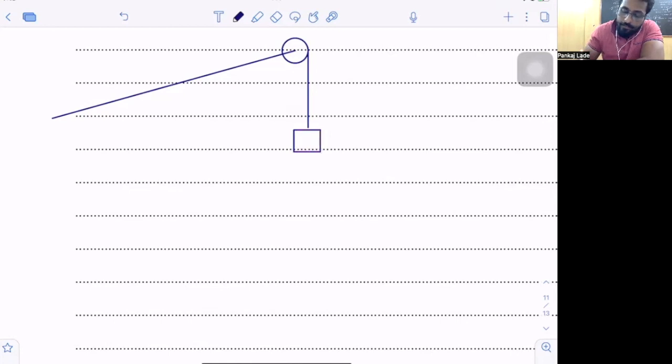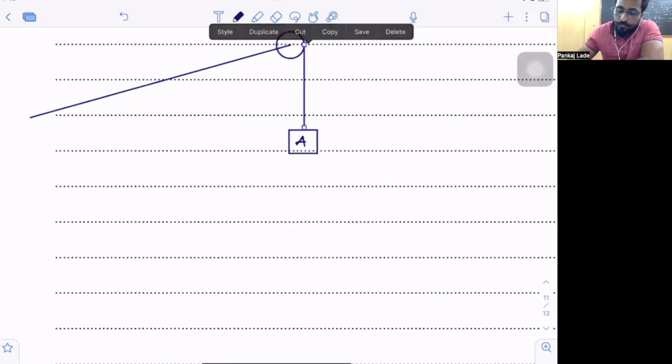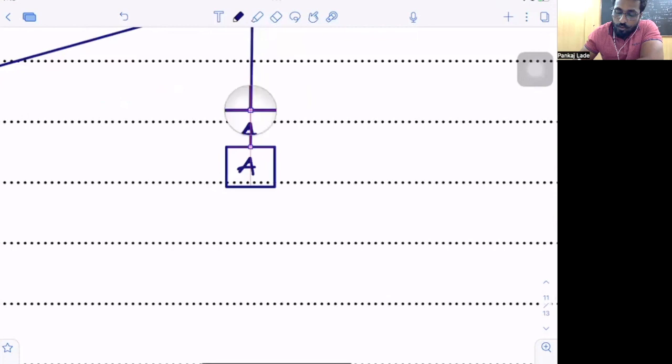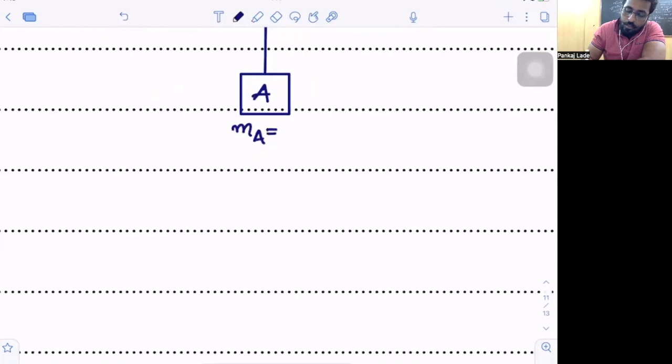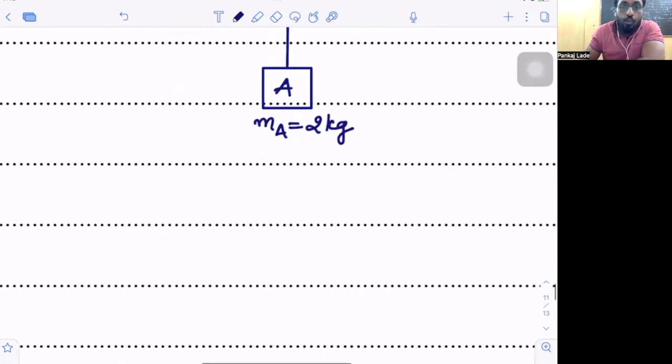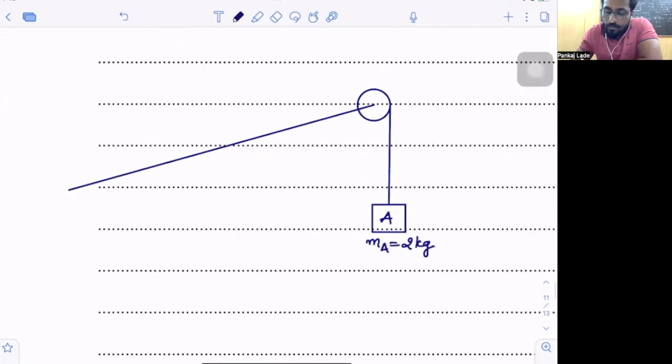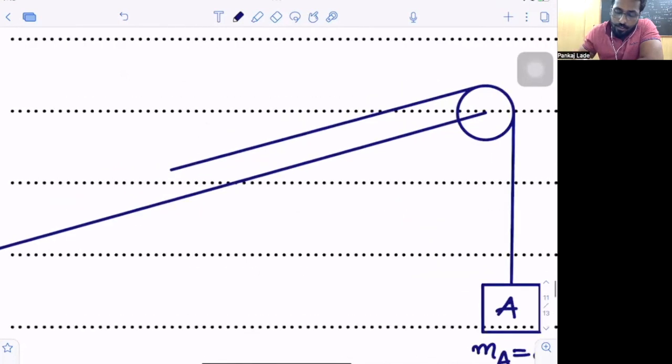Let's draw block A. The mass of block A, if you recall, was 2 kg. Mass of A, it was 2 kg, right? Then let's draw a string, of course not this much big. We'll shorten it, and then we'll attach block B over here.